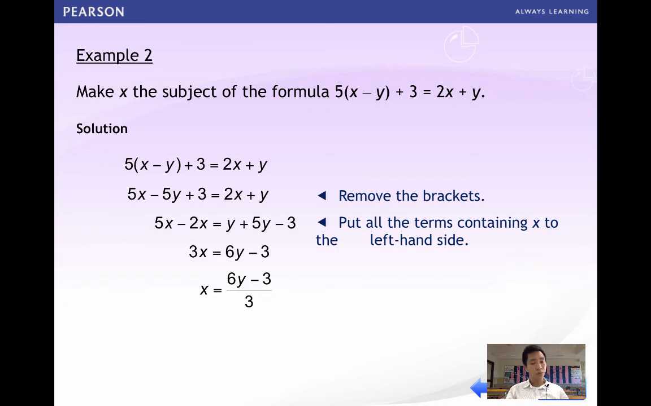And actually, when you look at the right-hand side, for the numerator, you can try to find the common factor. That means 3. So for the numerator, it's 3 times bracket of 2y minus 1. So 3 and 3, you can cancel these two common factors. After that, on the right-hand side, you get 2y minus 1. So x equals 2y minus 1. This is the final answer.